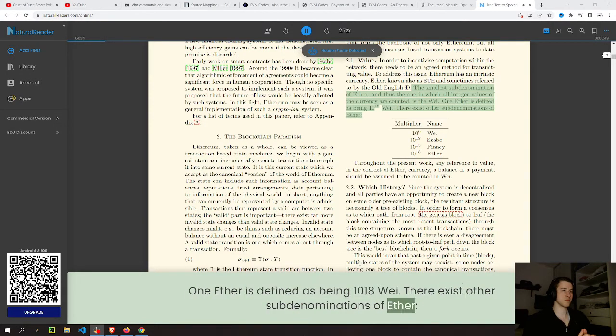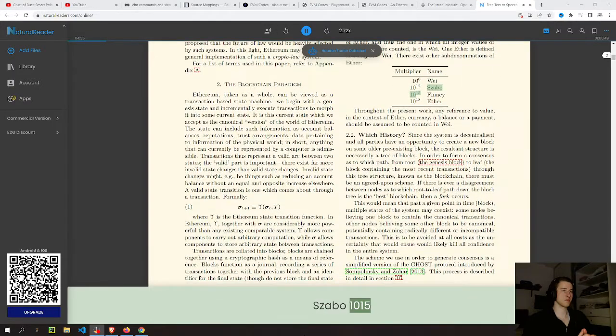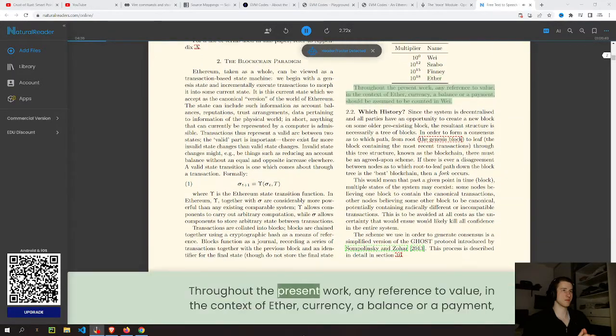There exist other subdenominations of Ether. Multiplier, name: 10^0 Wei, 10^12 Szabo, 10^15 Finney, 10^18 Ether. Throughout the present work, any reference to value, in the context of Ether, currency, a balance or a payment, should be assumed to be counted in Wei.